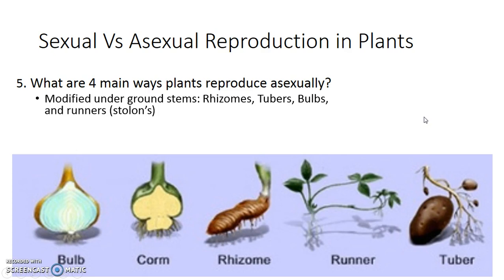All of these are modified stems that can be broken in half or snapped in half and planted in two different positions, and will generate from one plant two different plants. Will make two separate plants. It's not sexual reproduction because there's no sperm and egg. Both those plants are exactly the same, carbon copies.